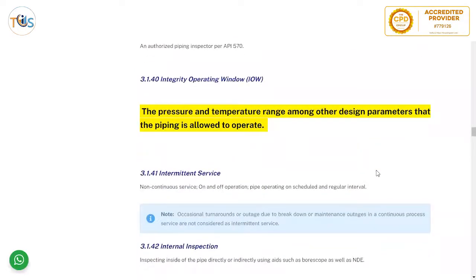Inspector means an authorized piping inspector per API 570. Integrity operating window is the pressure and temperature range, among other design parameters, that the piping is allowed to operate.